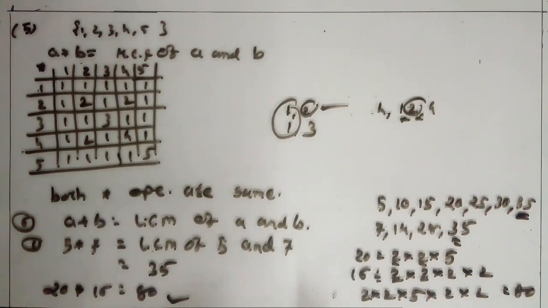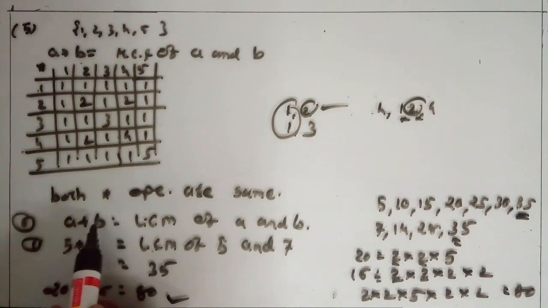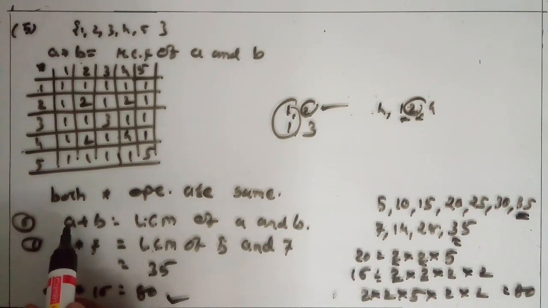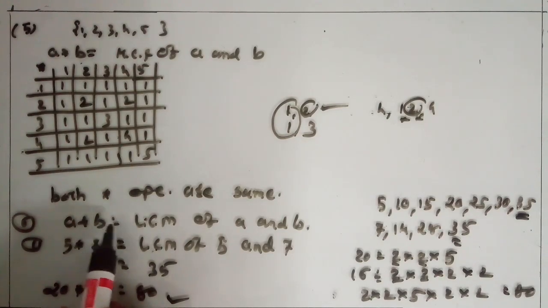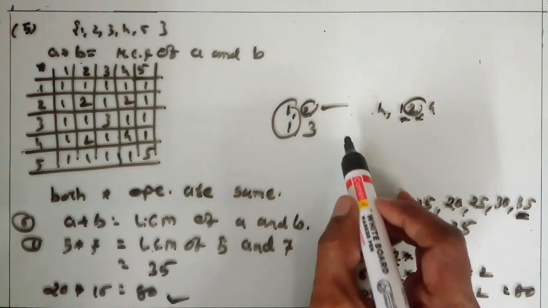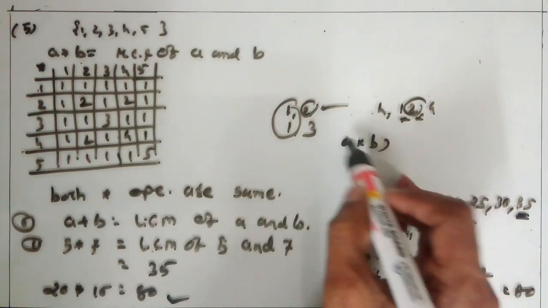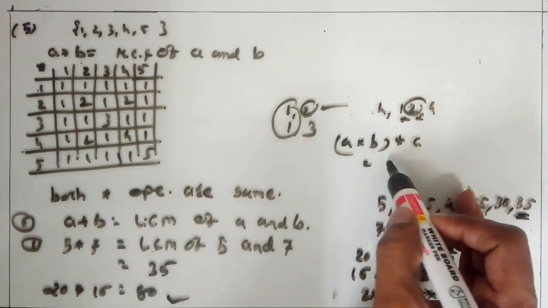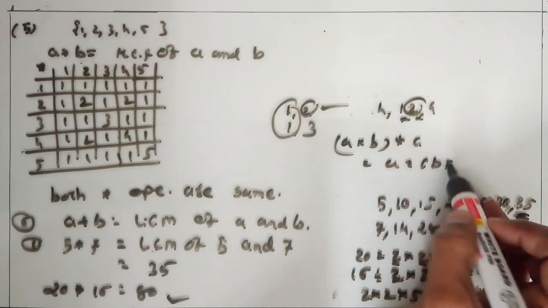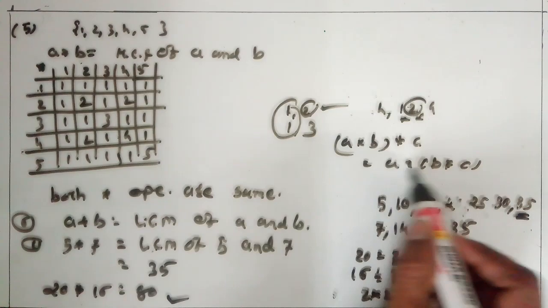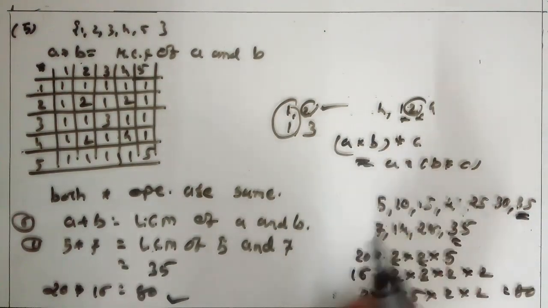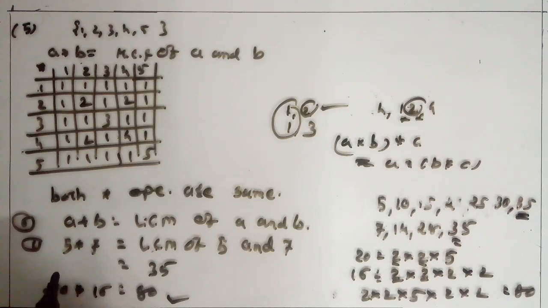Number 2: is the star commutative? Yes, the LCM of A and B is equal to the LCM of B and A, both equal. So A star B is equal to B star A. So this is commutative. Is it associative? Yes, the LCM of A star B star C is the same as A star B star C. That means the LCM of A, B, C. Here both are the LCM of A, B, C, both equal. So we say that this operation is associative.